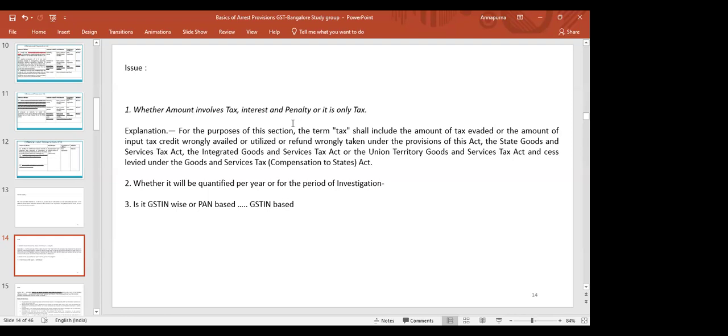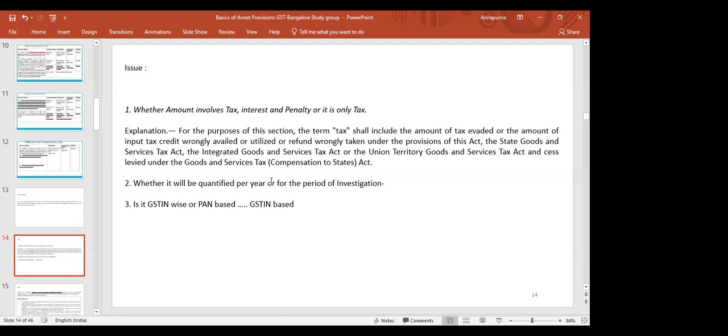There is also a definition in 132 where they have specifically defined what the tax is. It shall include the amount of tax evaded or amount of ITC wrongly availed or utilized or refund wrongly taken. So this quantification of that 5 crore should be only tax, and even clauses 1, 2, 3 use the words tax evaded. So it is only the tax quantum, sir, not interest and penalty. Sometimes when the officer is calculating, they include interest and then say it is exceeding 5 crore. Is it fine, sir?